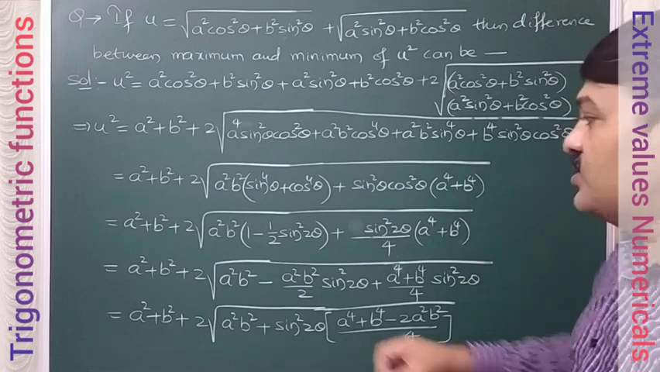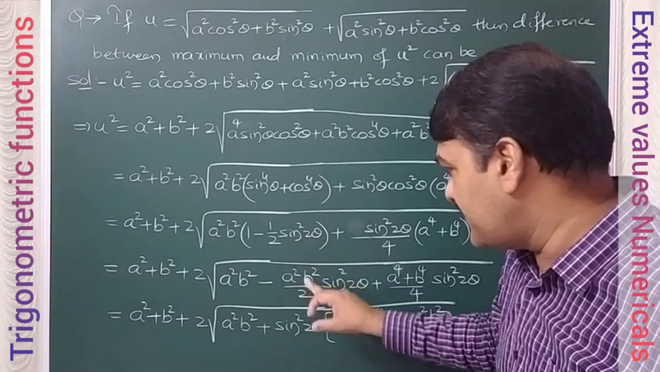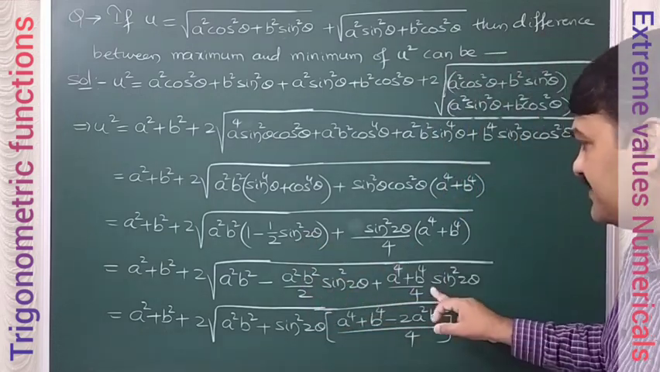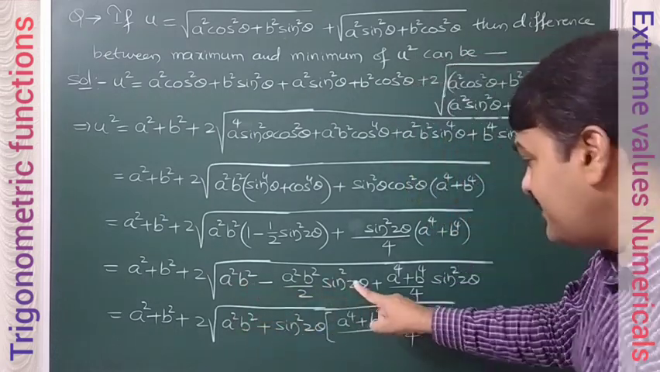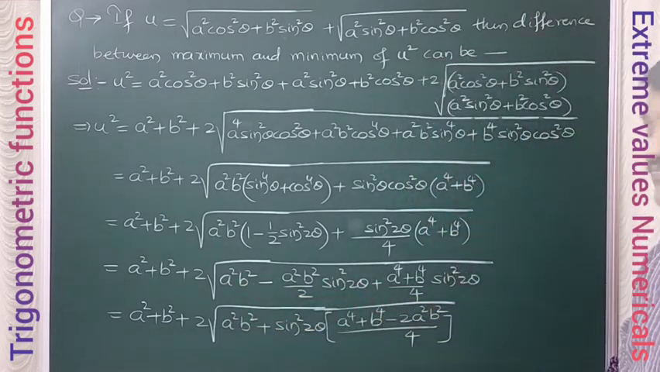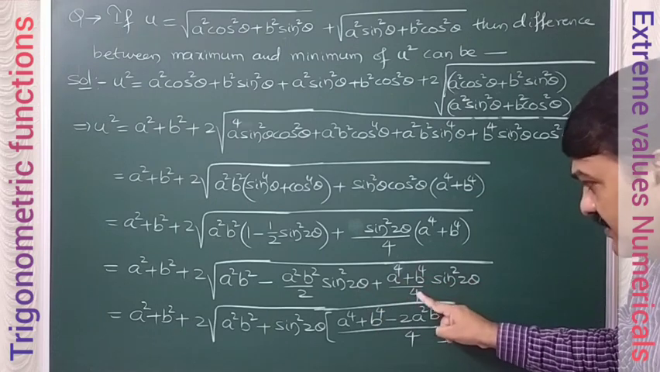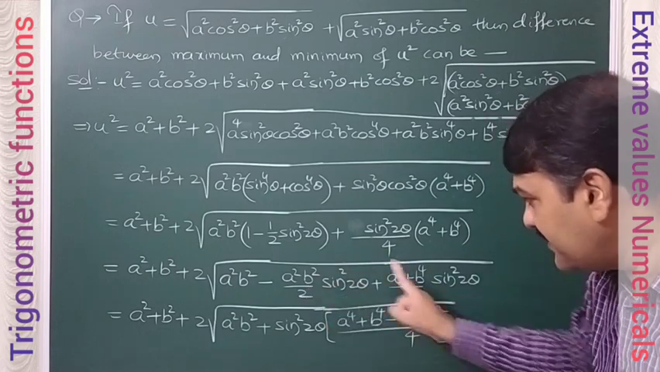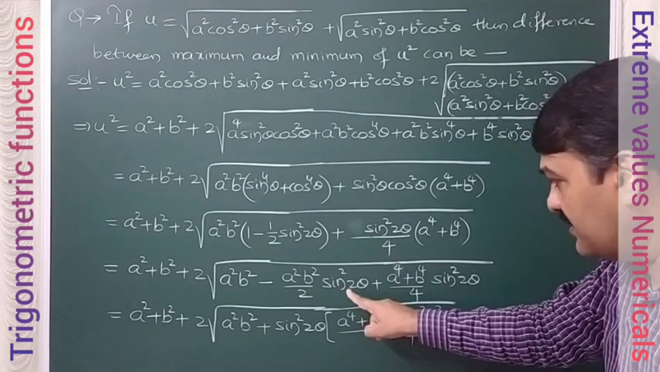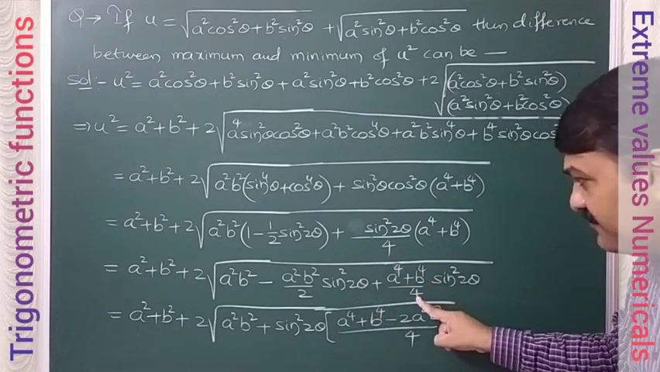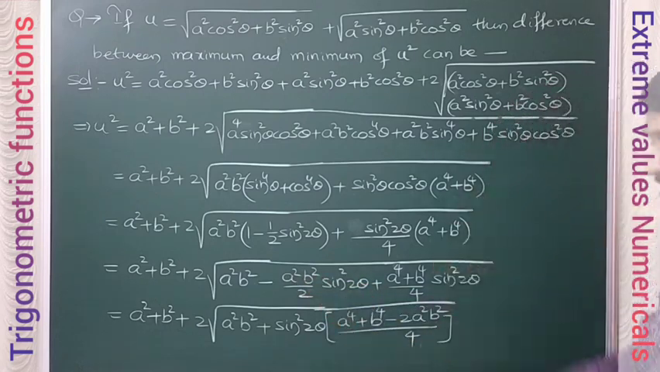Next, a square plus b square into 1, a square plus b square into this term I have written, and this term we kept as it is. Now a square plus b square, keeping this as it is, you take sin square 2 theta common. So a power 4 plus b power 4 by 4 minus this. After taking LCM, directly I wrote the term like this: sin square 2 theta common, so a power 4 plus b power 4 by 4 minus a square b square by 2. By taking LCM, you will get this.